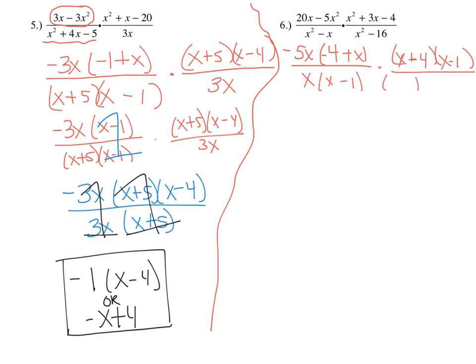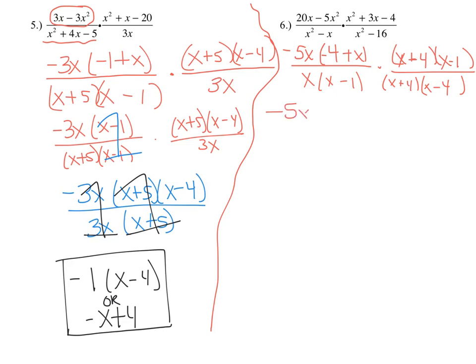X squared minus 16. Difference of squares, so you want x plus 4, x minus 4, so that you get the x squared. Negative 4x plus 4x is 0x, so the middle drops out. Positive 4 times negative 4 gives you the negative 16.